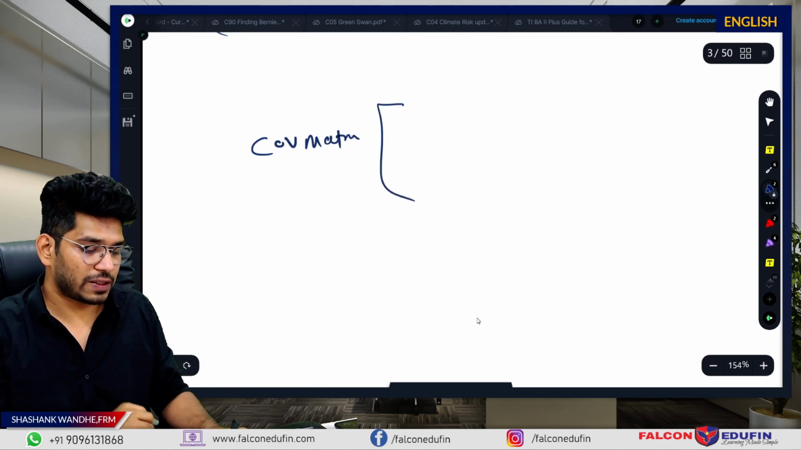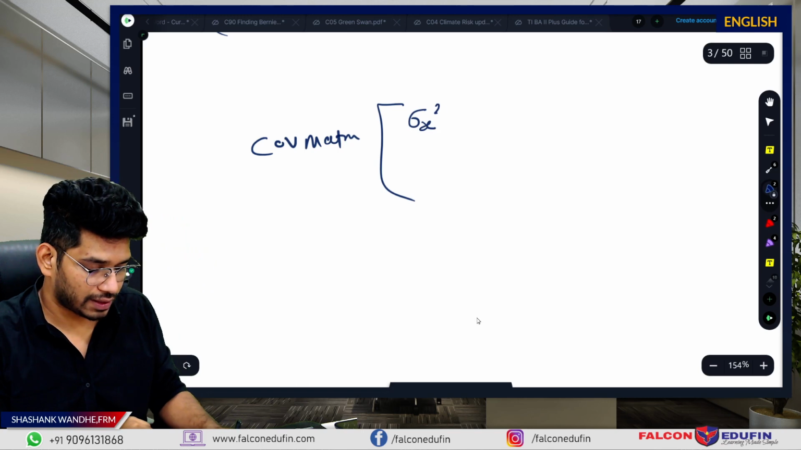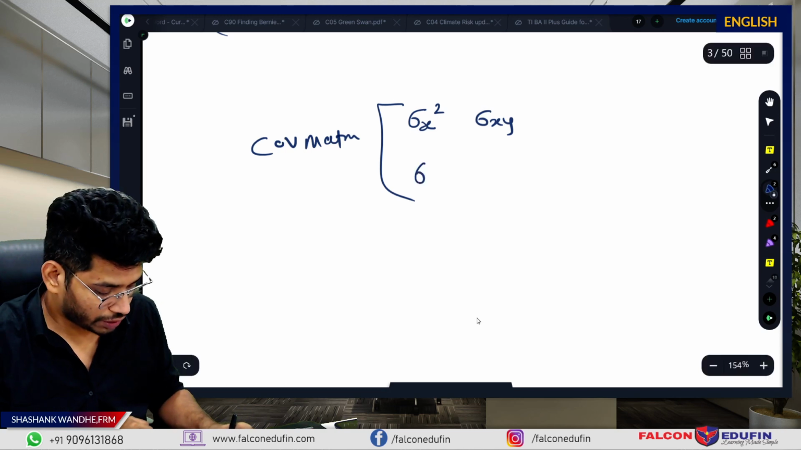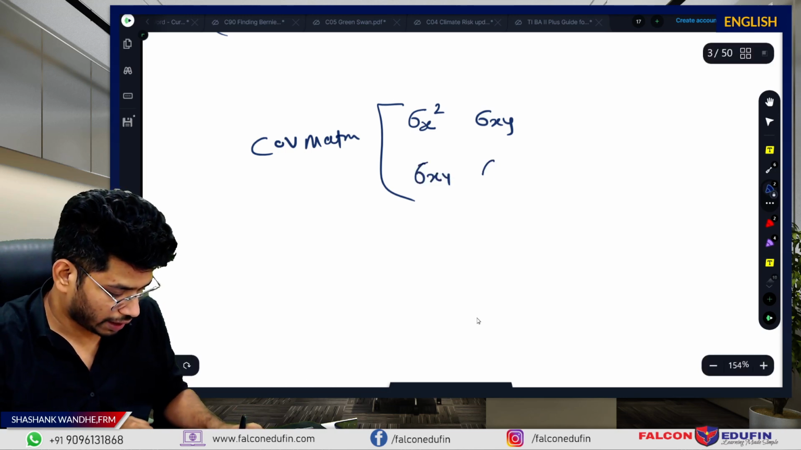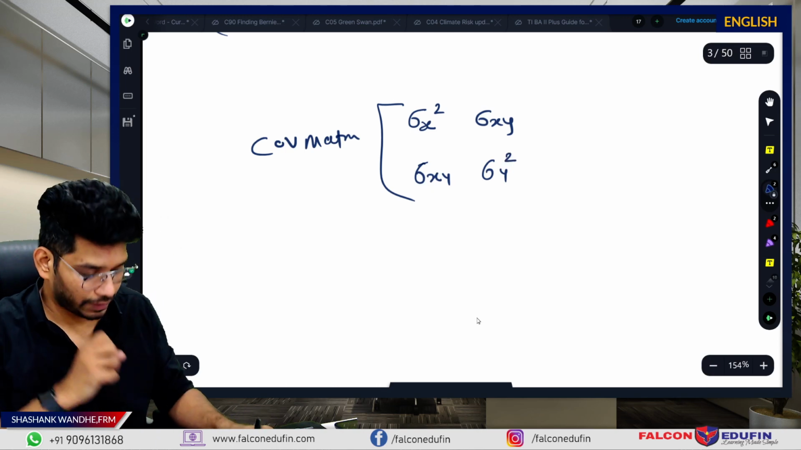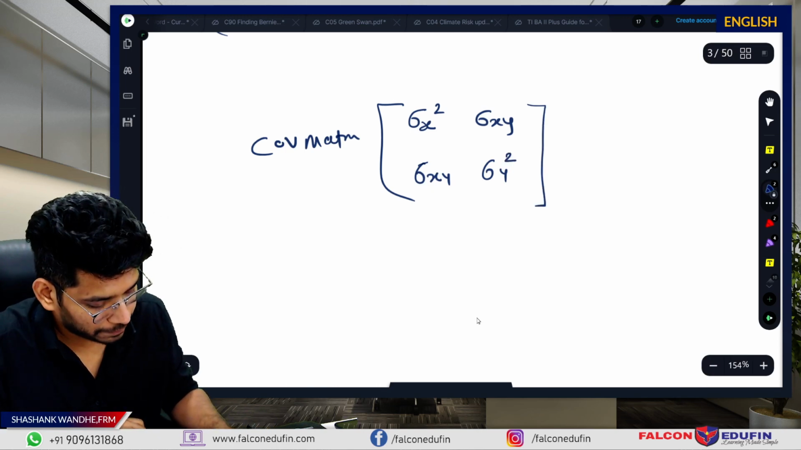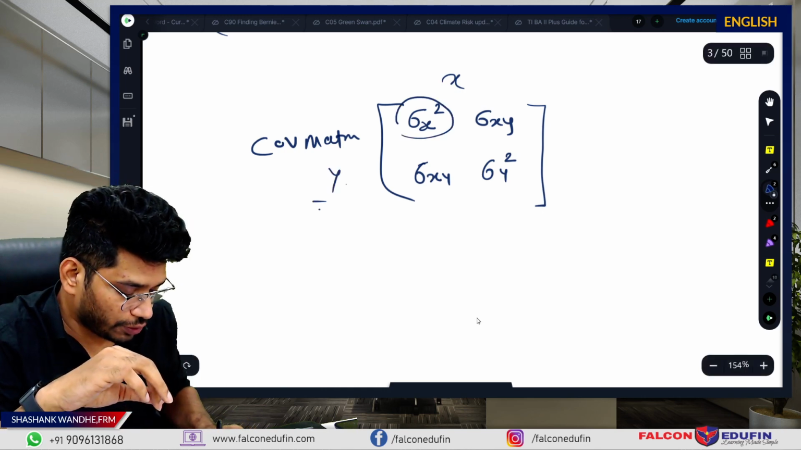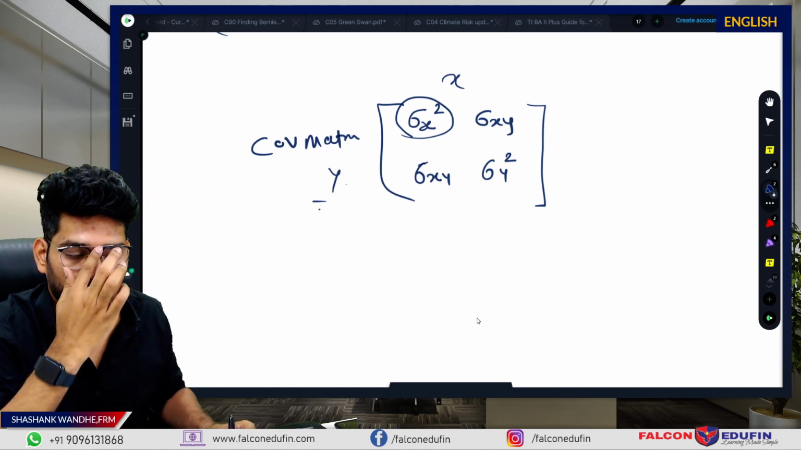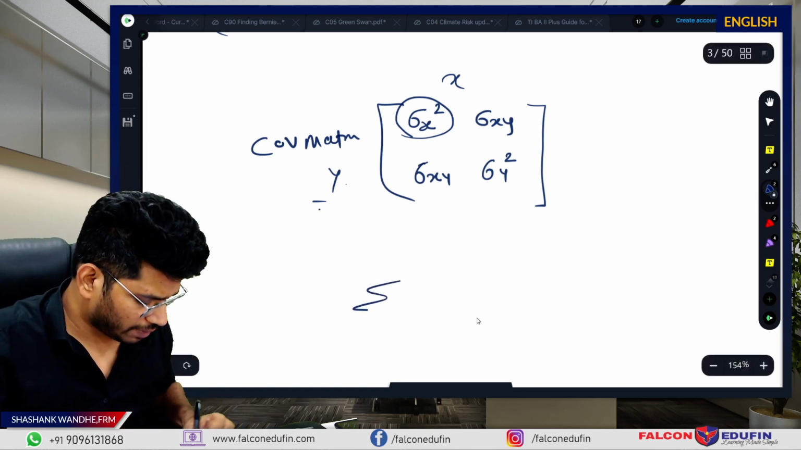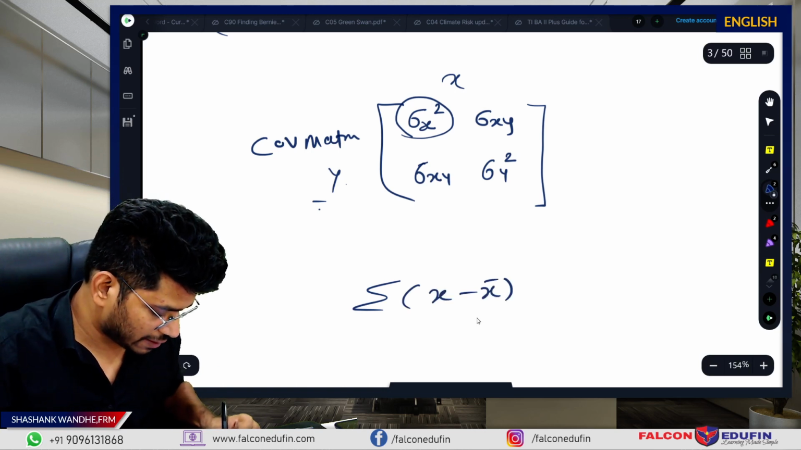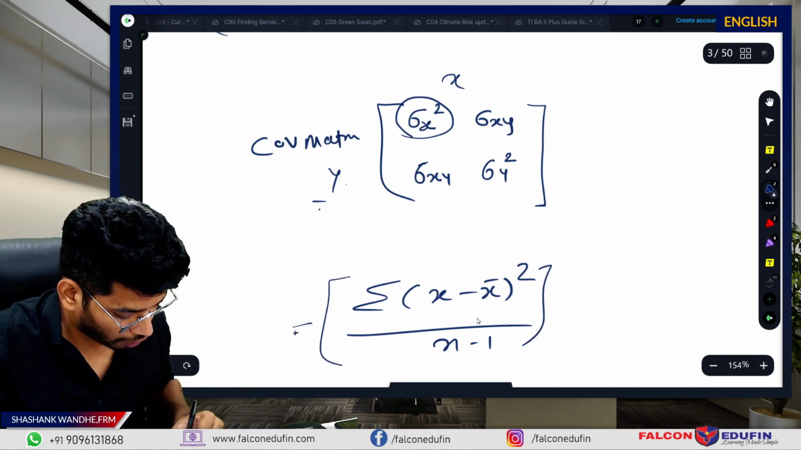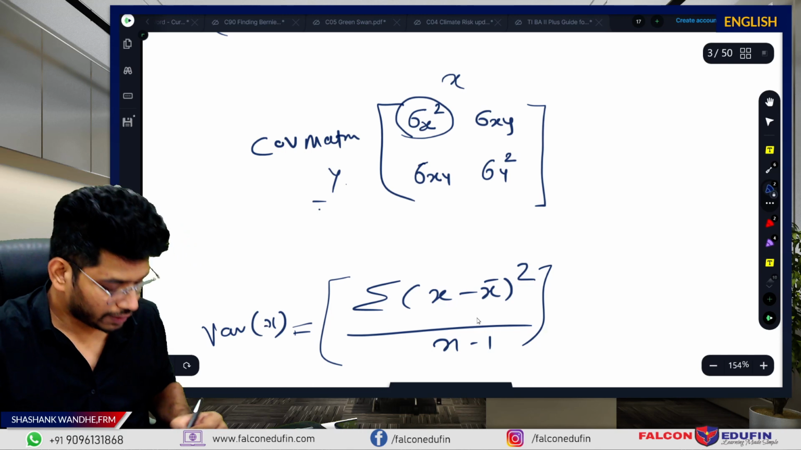In the covariance matrix, you have sigma x square, sigma xy, and sigma y square. Just make sure the notations are proper. So x goes here, y goes here. When you use x and x, remember the formula: summation of x minus x bar square divided by n minus 1, if you are taking the sample, is the formula for the variance of x. This is the variance of x.